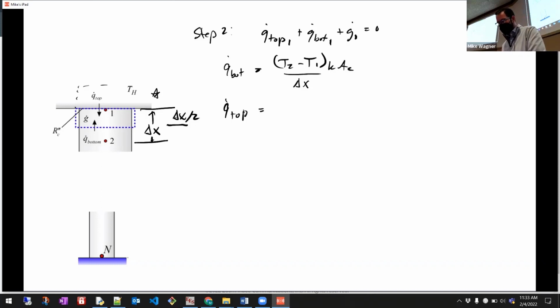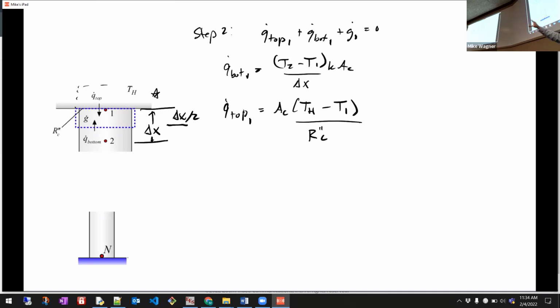So Q dot top is going to be TH, the temperature of the material outside, minus T1. That's our driving temperature difference. Then we divide by the contact resistance, R double prime C, divided by A, so A goes up in the numerator. That's our equation for the top of node 1. Right, so you can see how this process works.